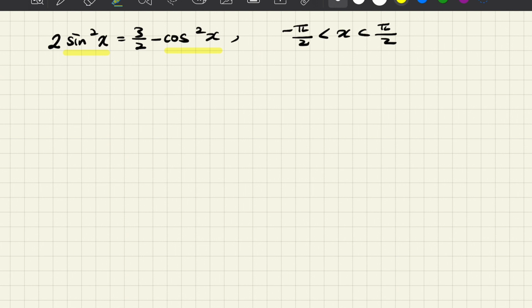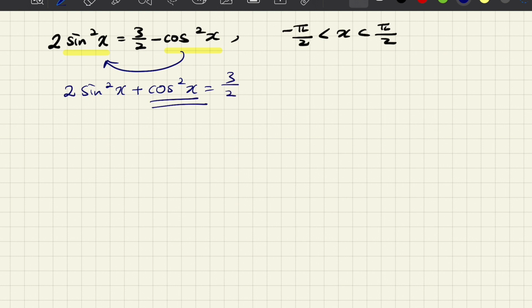Okay, so let's move cosine square x to the other side of the equation. Then we get 2 sine square x plus cosine square x equal to 3 over 2. Then we can replace the cosine square x with 1 minus sine square x, because we can use the Pythagorean identity: sine square x plus cosine square x equals 1.